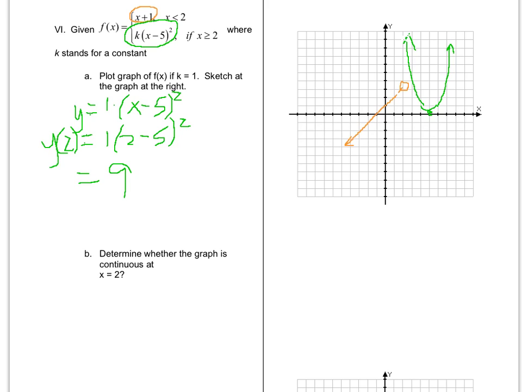My pen is on the wrong color. Let's try this again. So at 2 comma 9, closed circle, going down, following the parabola, and the parabola goes on forever. Okay, it's a closed circle because x is greater than or equal to 2. So this is what the graph looks like, and determine whether the graph is continuous at x equals 2. Go ahead and write your answer down, and you should say no. It's not at all. There is a jump discontinuity. You had to definitely lift your pencil in order to draw this thing.